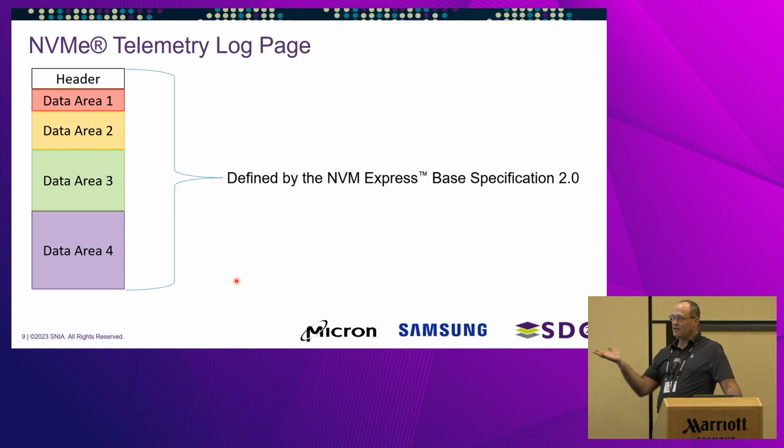So if they wanted just to get data area 2, then they would say, hey, give me data area 2, but then you'd also get data area 1. So the host is going to be able to control which data areas could actually get trapped and saved in the log page and then future read.